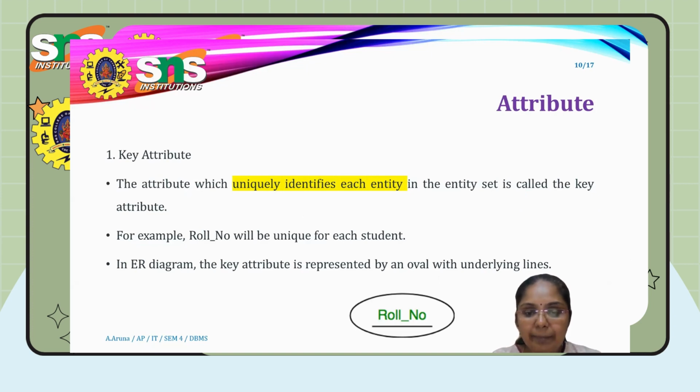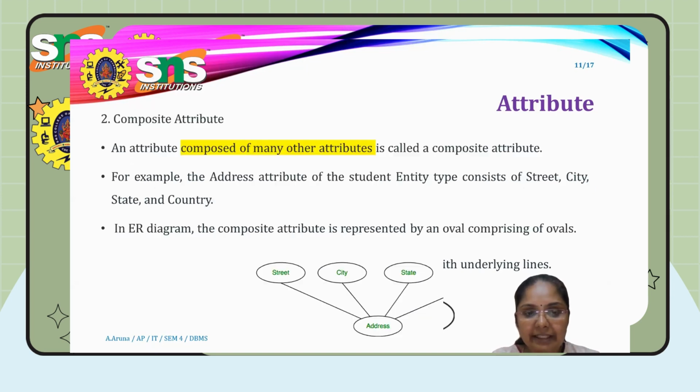It is denoted like this: an oval shape with the attribute name inside. It must be underlined. The underline represents the primary key, which uniquely identifies the entity set. For example, in a student database, by using the roll number I can uniquely identify each and every student in the class. So I say it is a primary key. In the ER diagram, we represent it like this.